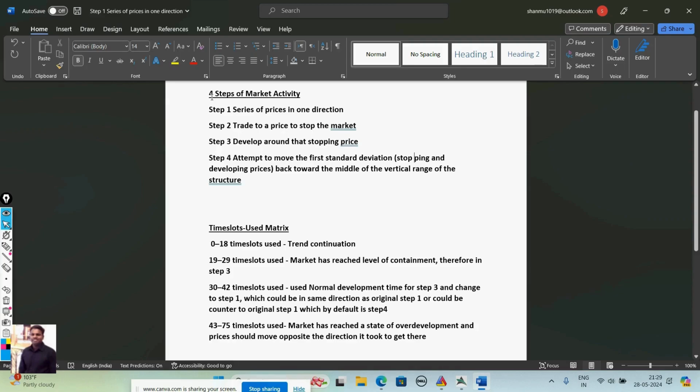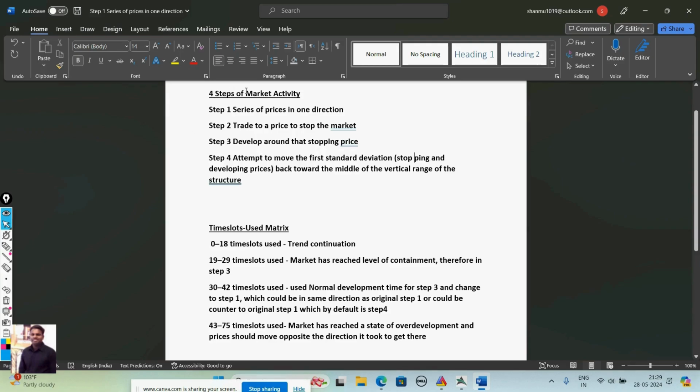So these four steps of market activity are combined with the time slots. You can check whether the Bell Curve structure is fully developed or partially developed. Once the Bell Curve structure has normal development, it will move to the targets of SD1, SD2, SD3. If it is overdeveloped, then it will go in the opposite direction. This is the main activity of the market. It is for index or stocks.